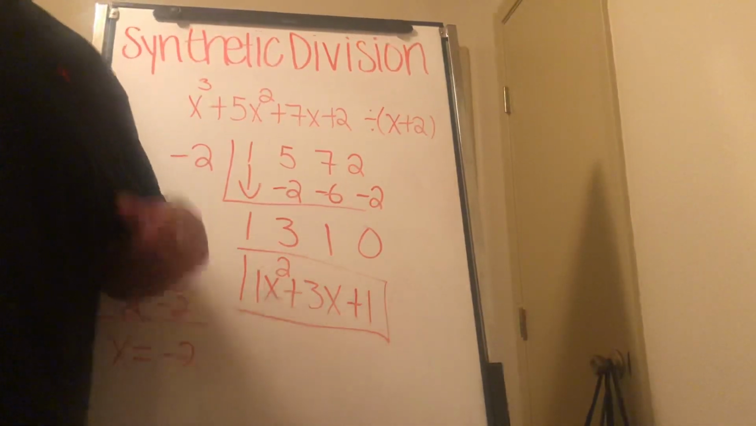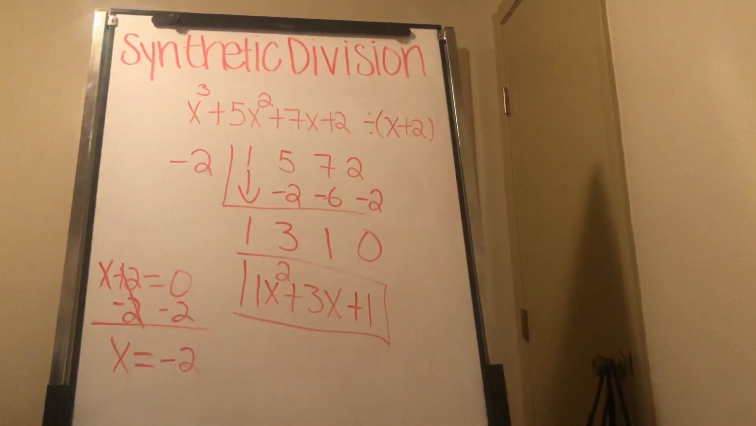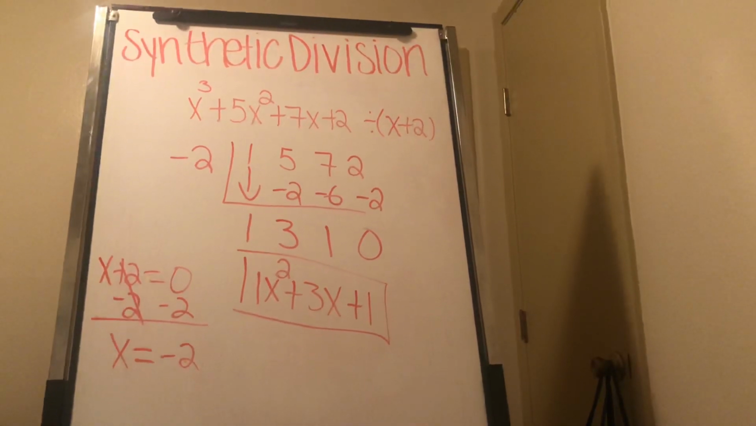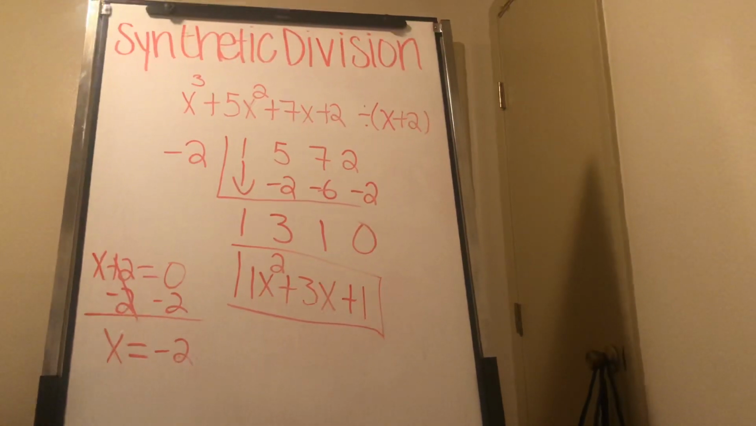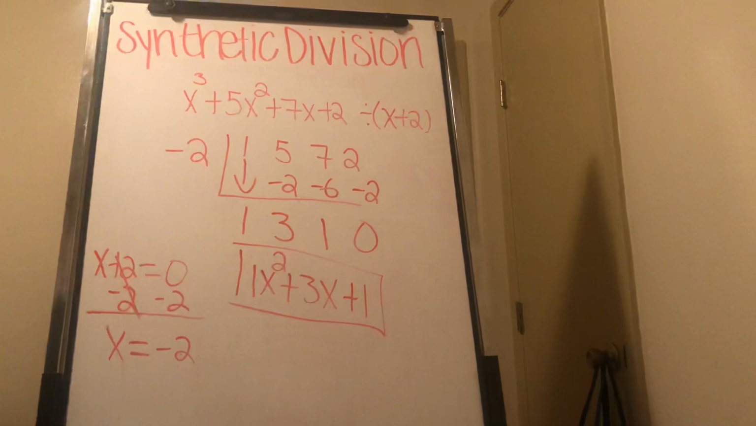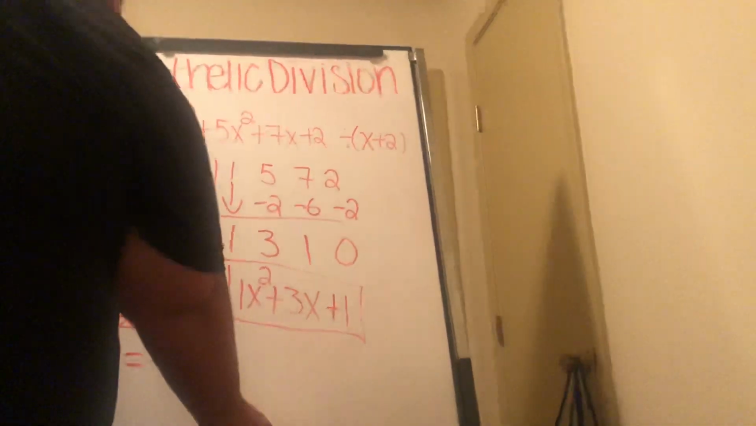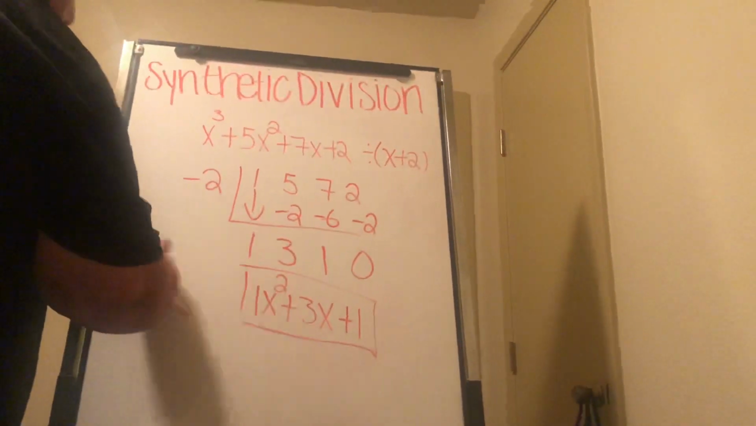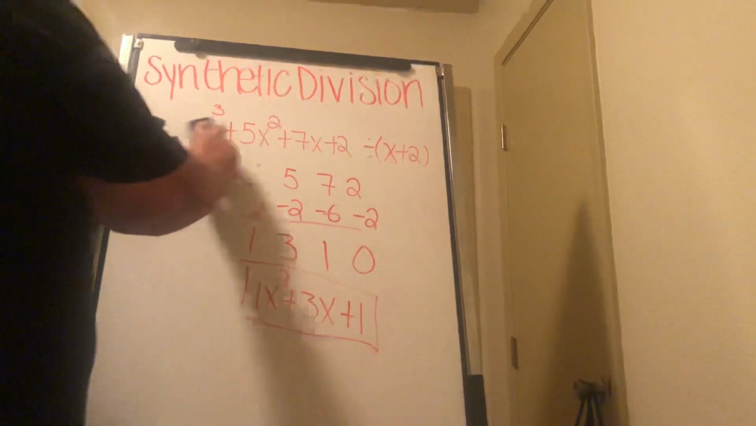Now, a question you might get asked is, Mister, what if your remainder isn't 0? What do I do? That's a good question, and it's going to be answered with the following question. I believe it should be the following question, but let's check it out. Let's go to example problem 3.